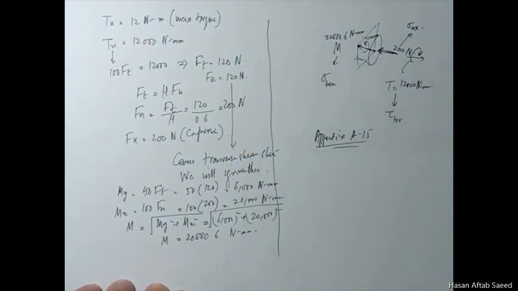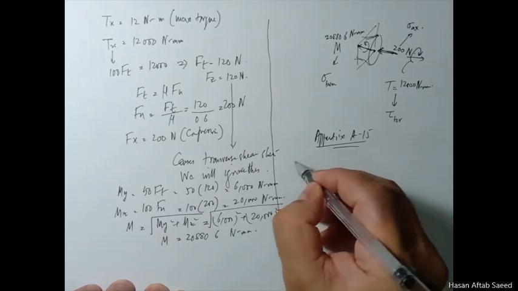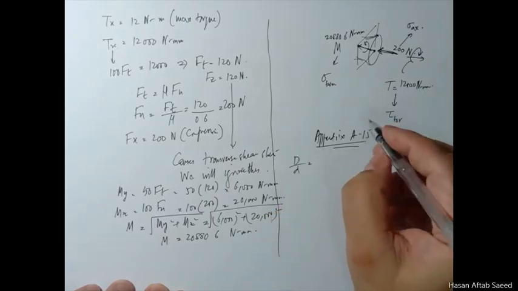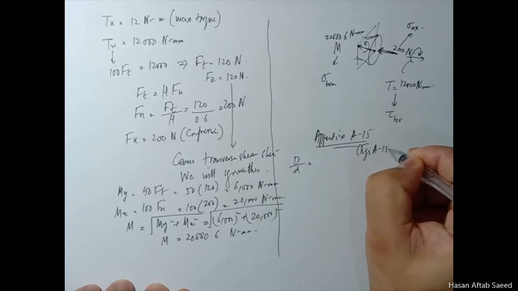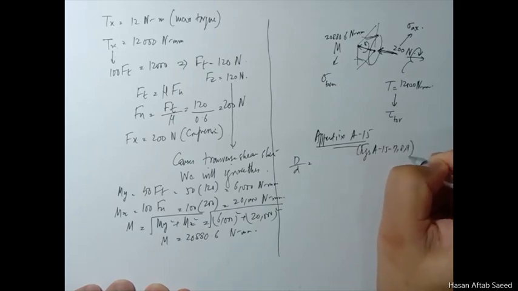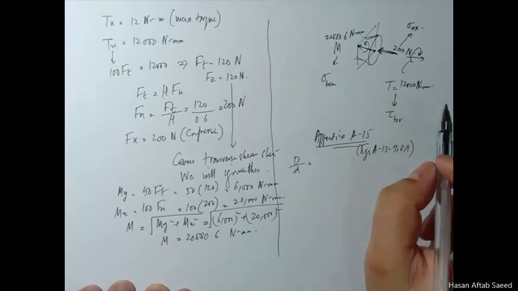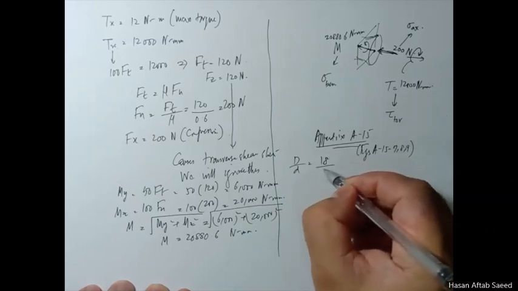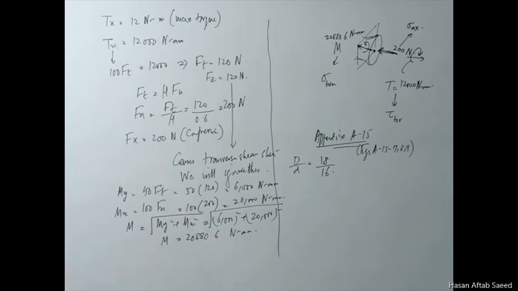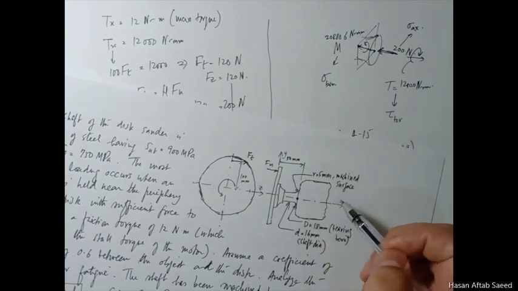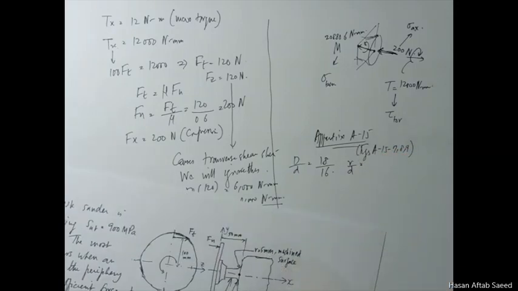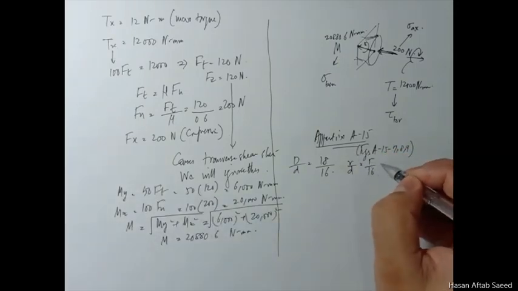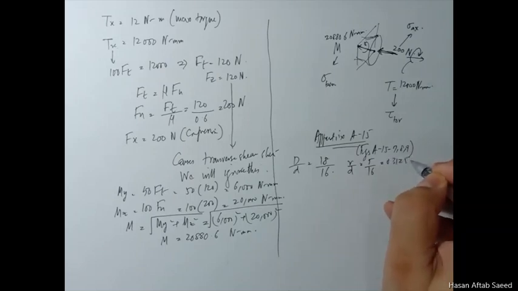So for the three types of loadings, you have three stress concentration factors. You have D over d. If you go to appendix A15, there are figures A15-7, 8 and 9: one for axial, one for bending, one for torsion. So D over d is 18 over 16, the bigger diameter 18 and the smaller diameter 16. And also there is r over d. r over d is this r, 5, over d, 16. 5 over 16, which is 0.3125.